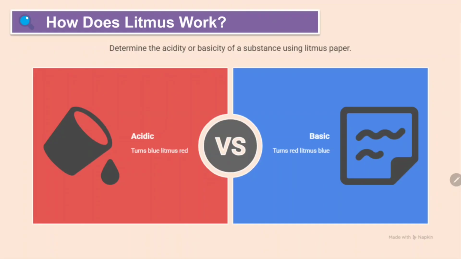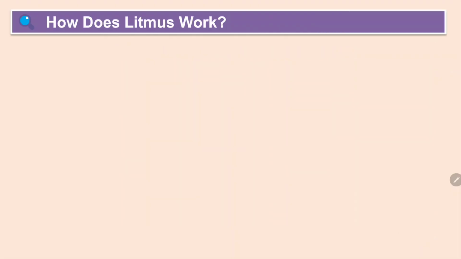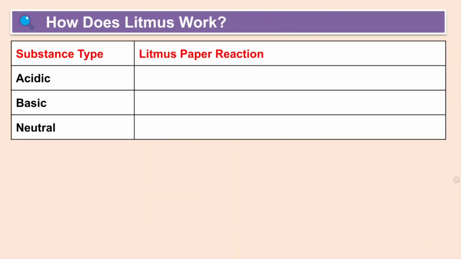So in this way you can learn to determine the acidity or basicity of a substance using litmus paper. If the substance is acidic, the blue litmus paper turns red, and if it is basic, the red litmus paper turns blue. In this way also you can remember. And how does this litmus work? Here I have again concluded in a table.